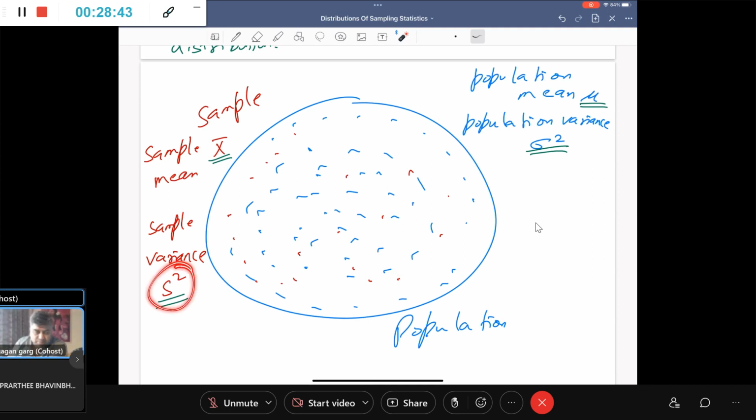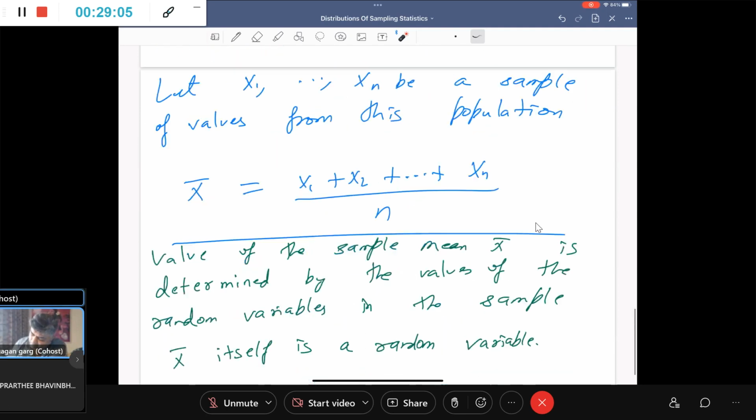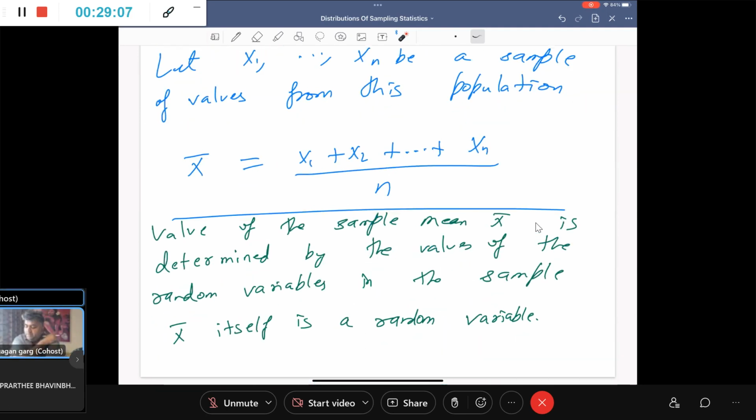Similarly, the sample variance S square is also a random variable, because it will depend upon what values you are picking, what sample you are choosing. So this is a very important distinction that you need to keep in mind: X bar and S square are themselves random variables, whereas mu and sigma square are numbers. They are not random variables. The value of the sample mean is determined by the values of the random variables in the sample. Hence, X bar itself is a random variable.